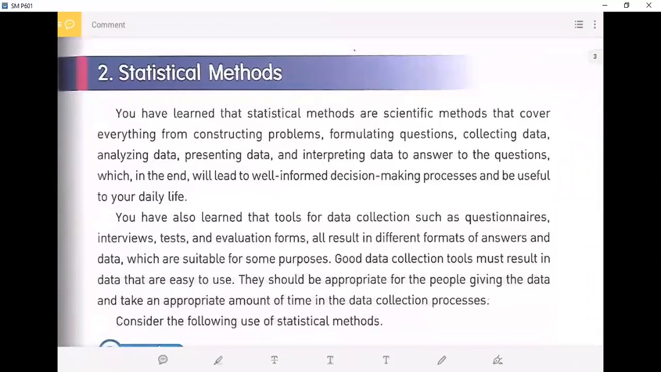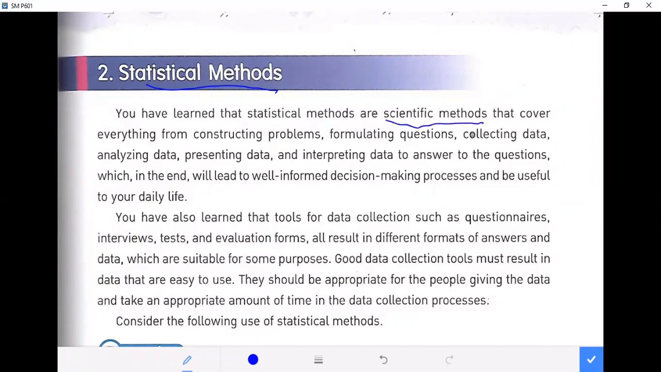Okay, number 2 is about the statistical methods. If you want to do it like a professional, you have to know the methods, so you will do it perfectly. So what are those things? What we do in statistics is actually the scientific method. So if you are good at science, I think you will be good at statistics too.